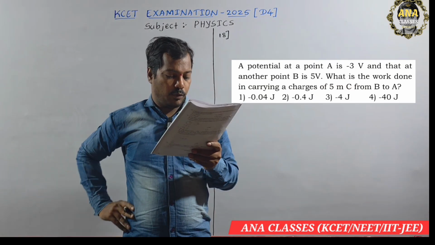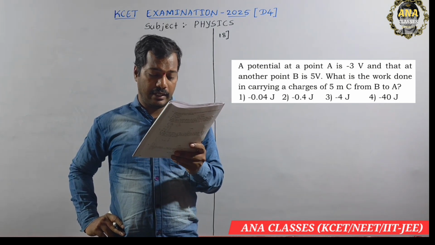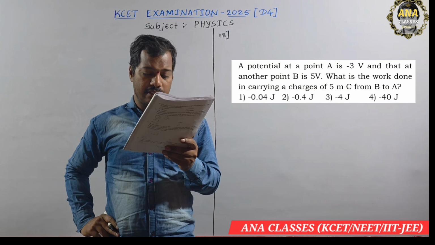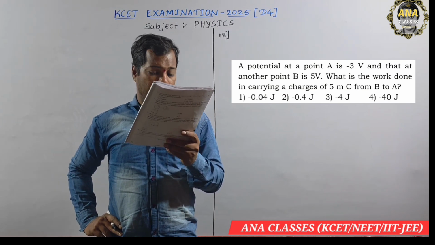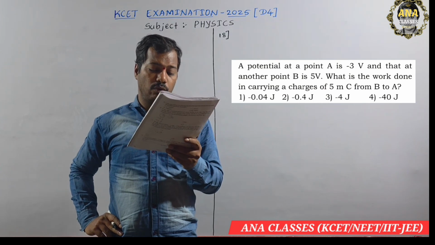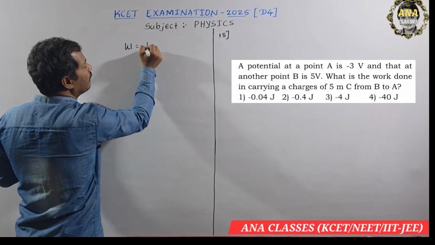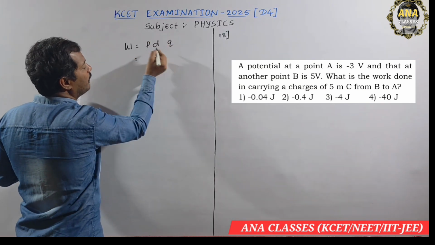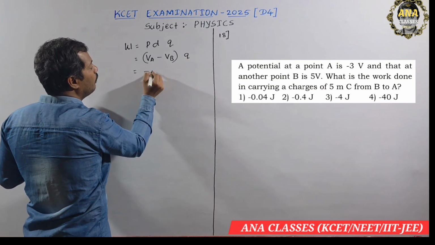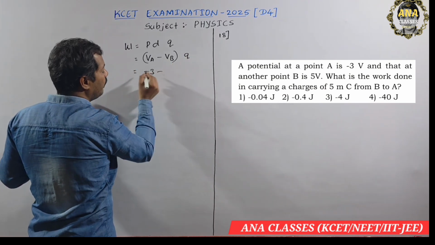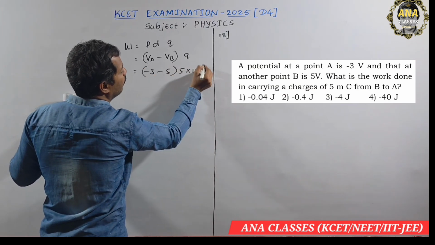18th question: a potential at a point A is minus 3 volt and at another point B is 5 volt. The work done in carrying a charge 5 millicoulomb from B to A. So work done is equal to what? Potential difference into net charge. Take the potential difference as VA minus VB, into the charge. VA equal to minus 3, VB is equal to 5, and the charge is also given, 5 millicoulomb.